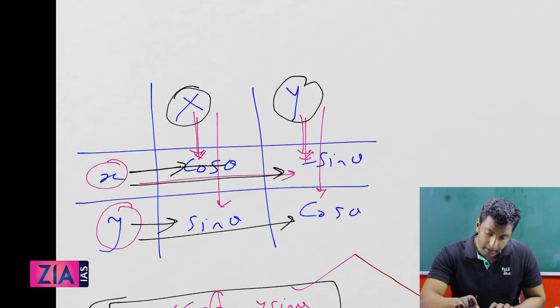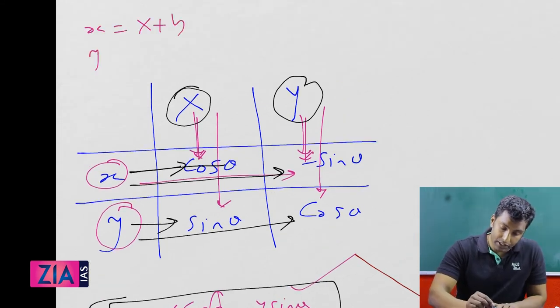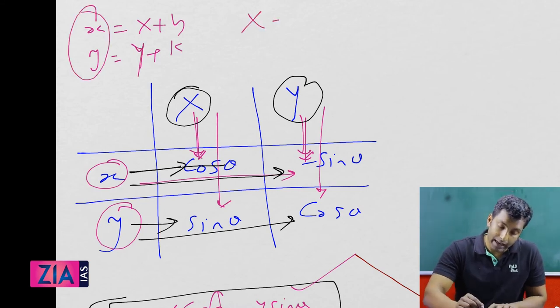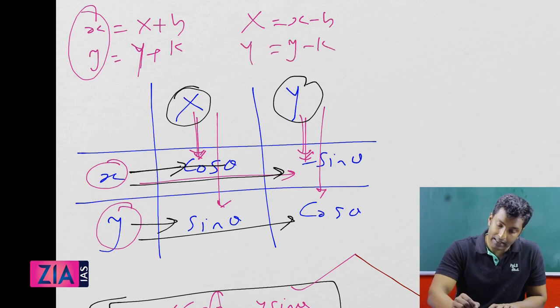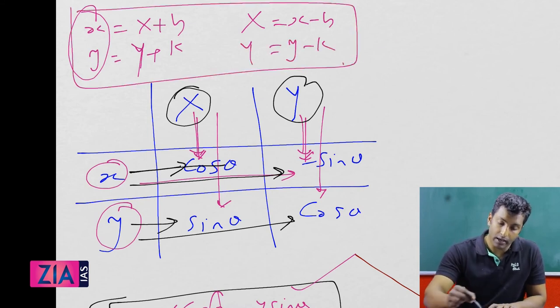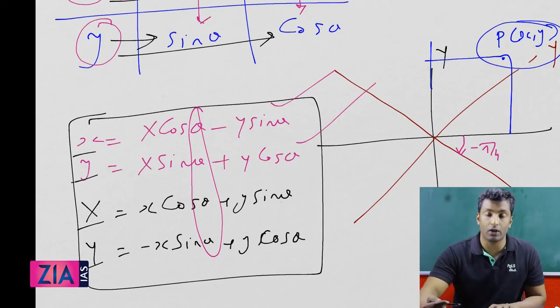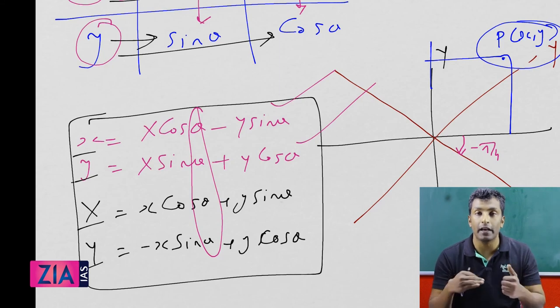So keep this in mind. X is equal to x plus h, y equal to y plus k. This is capital Y. So this is the old one. X is equal to x minus h, y equal to y minus k. This is the new one. So this one is a transformation of axis. This one is a rotation of axis. Keep it in a table. Remember this. That will help you in solving the questions faster.